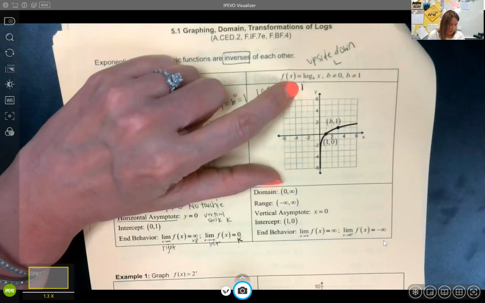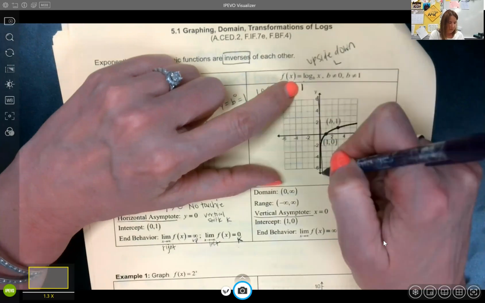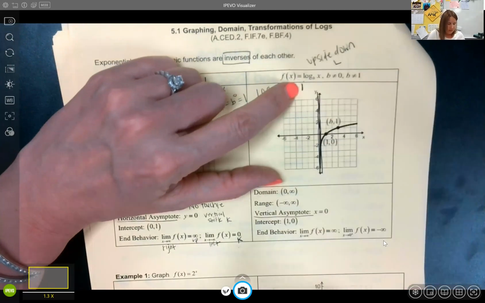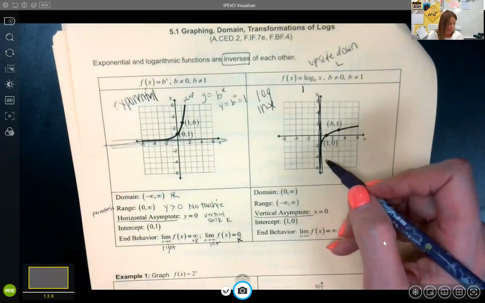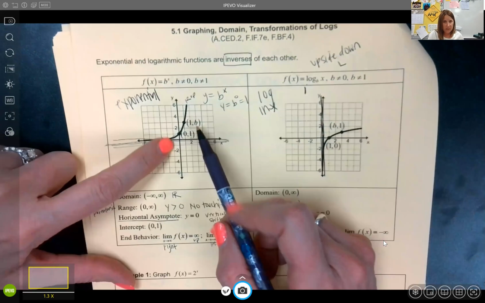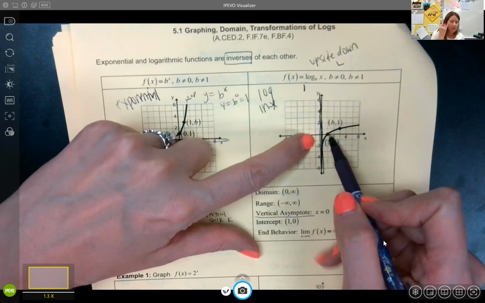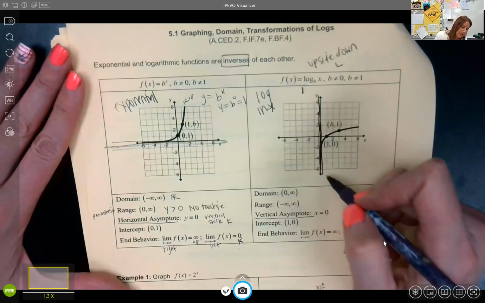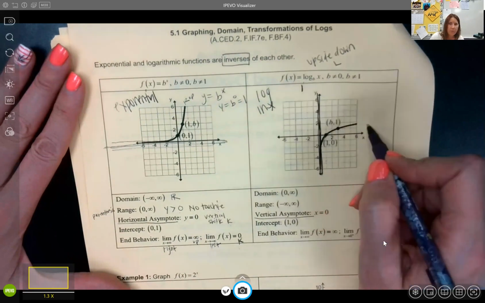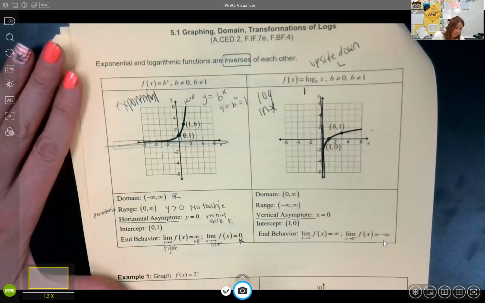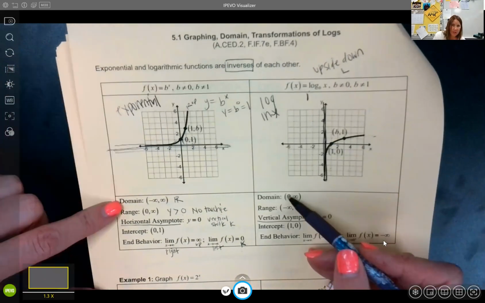So our asymptote is going to be vertical. It's going to go straight up and down, just like the L in log does. Just like the log does, it's going to go through (1, 0). So instead of the exponential that goes through (0, 1), the log graph goes through (1, 0). It's going to follow this asymptote, cross (1, 0), and then it's going to go this way.